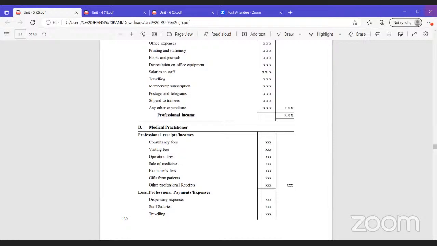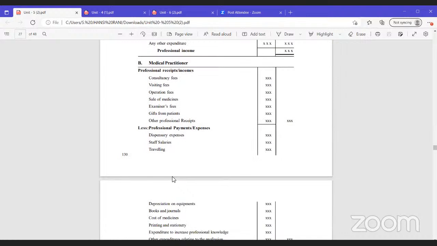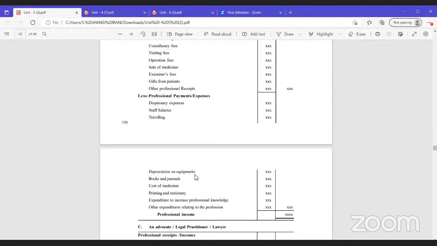Similarly, professional payments would be what? Dispensary expenses. They will have a nurse, sister, and a compounder. So staff salaries. Doctors will be visiting different hospitals, so traveling expenses. If they have some equipment, operation theater, on that depreciation will be provided. Why depreciation? Because all fixed assets will have depreciation.